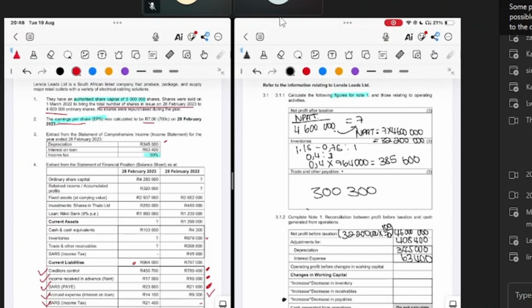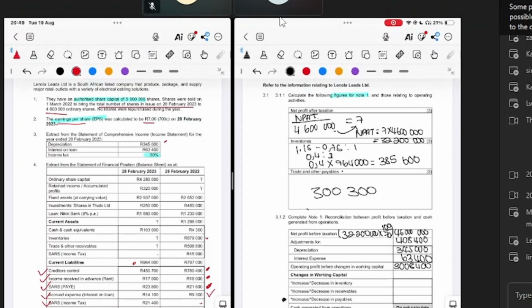If you add that to the net profit before tax, it will give you your operating profit before changes in working capital. So that will be 4.6 million plus the 408,400. That will give you 5,008,400. Then we get to our changes in working capital.